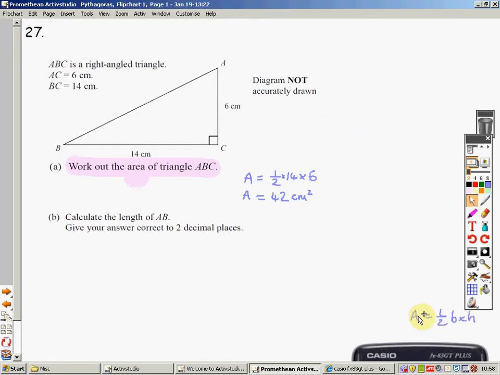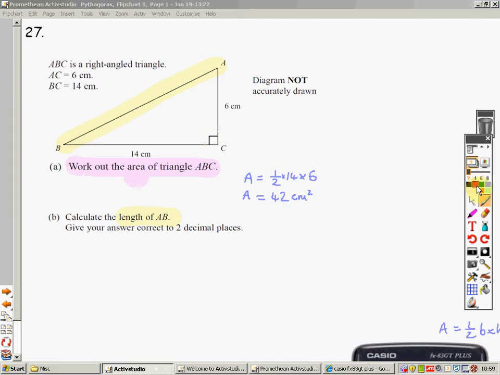That was relatively straightforward. The second bit of the question: calculate the length of AB. Now this is where you do need to know what this type of thing means. AB just means the line from A down to B. So we've got to find this length here of the triangle. We know it's a right angle triangle, and we should be jumping straight away into Pythagoras. My way of remembering Pythagoras, and it's on your revision poster, is this one here.